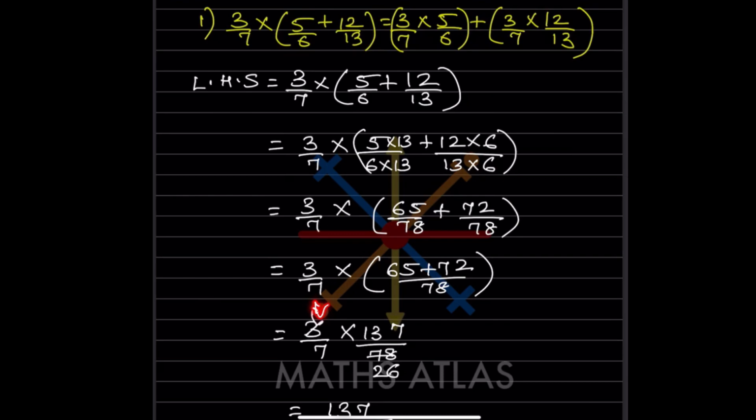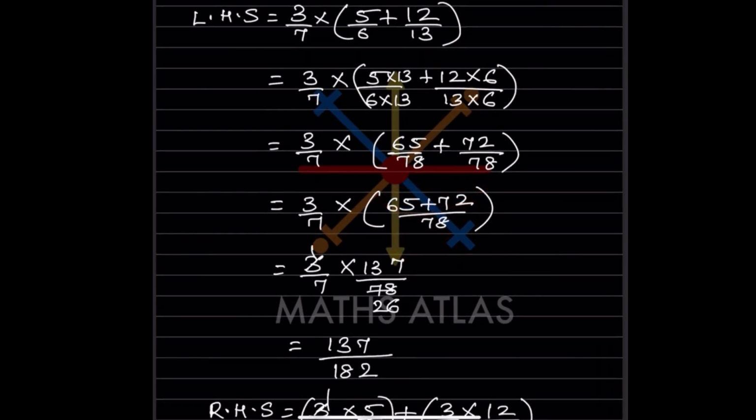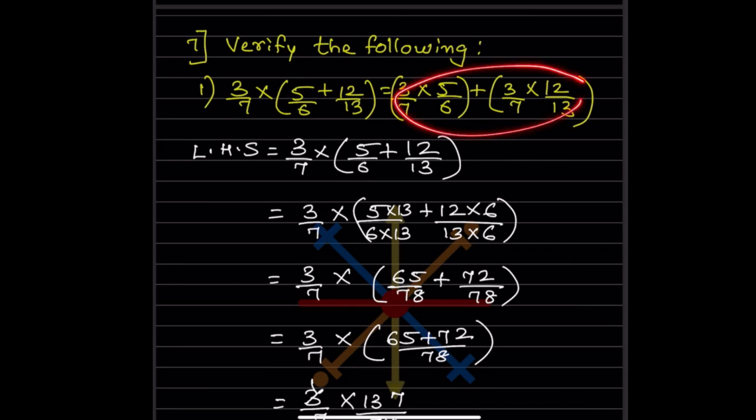So this is the same. This is 137 by 78. So now here 3 ones are 3, 26 are, so that will be 137 divided by 26 into 7, that will be 182. Now let us take the right hand side.